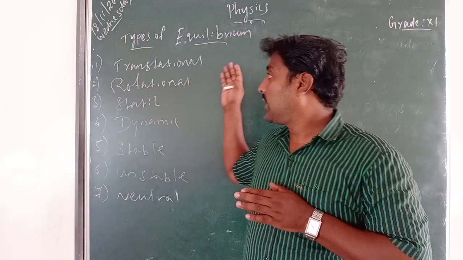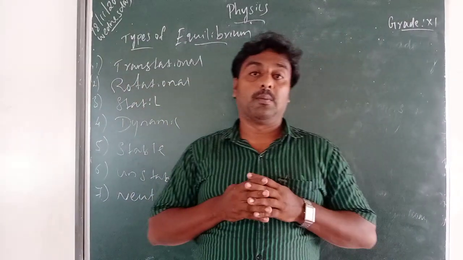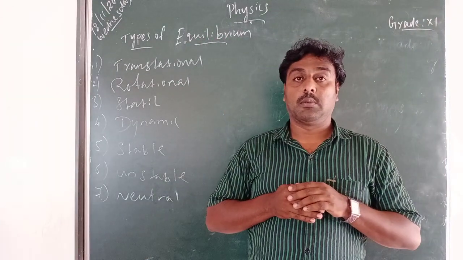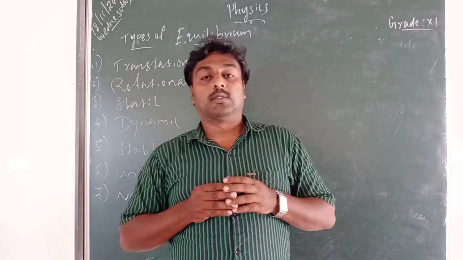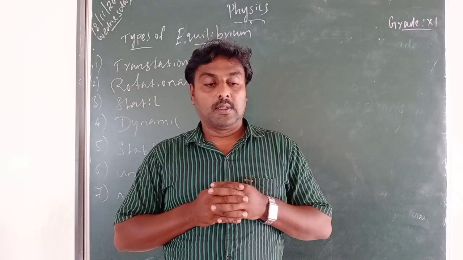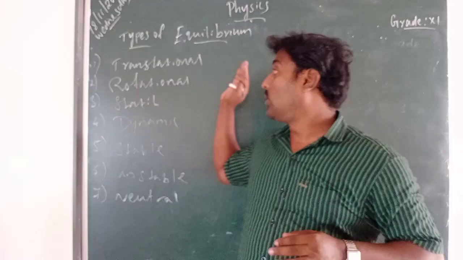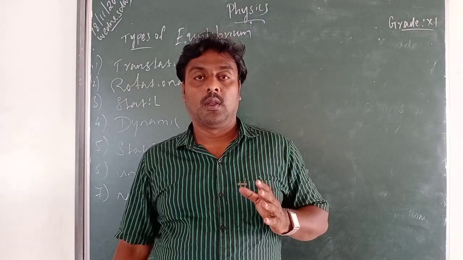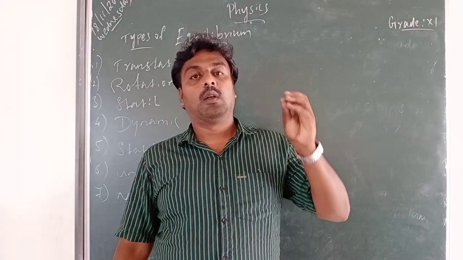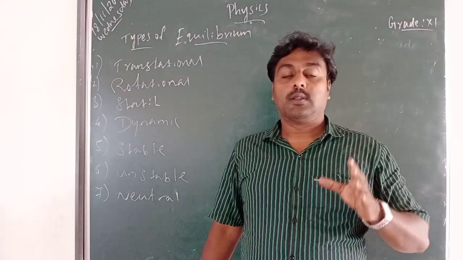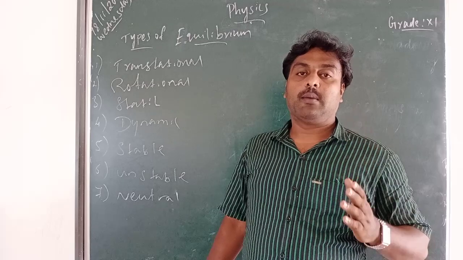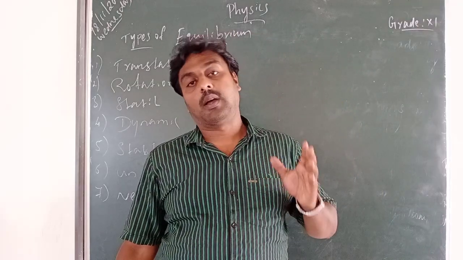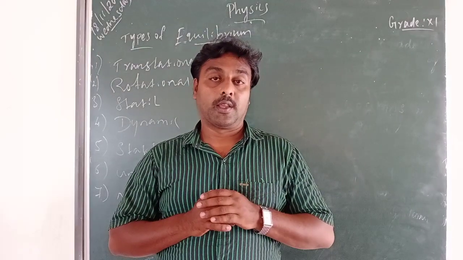So, here there are some types of equilibrium given. You can see on page number 228, there is Table 5.2. This is one of the important 5-mark questions in this unit. The types of equilibrium are: translational equilibrium, rotational equilibrium, static equilibrium, dynamic equilibrium, stable equilibrium, unstable equilibrium, and neutral equilibrium.